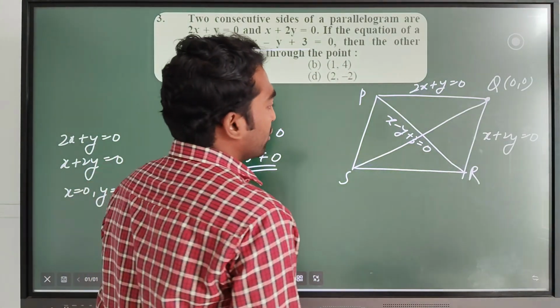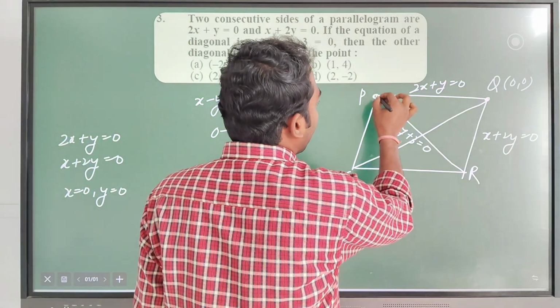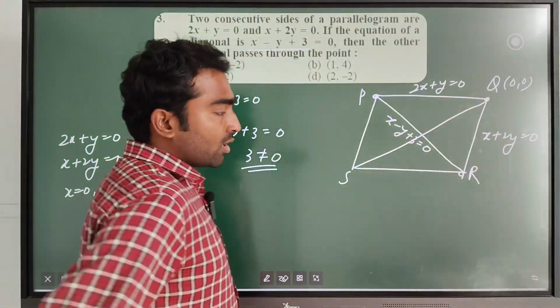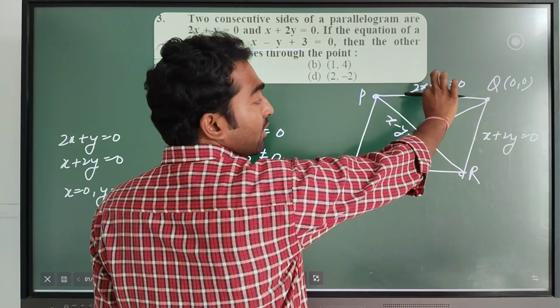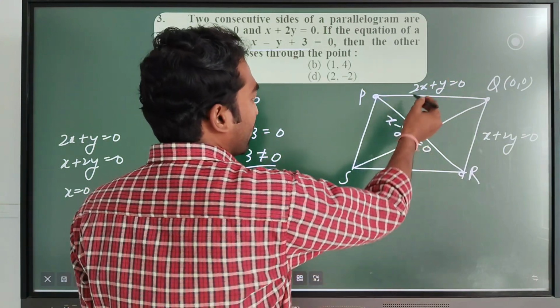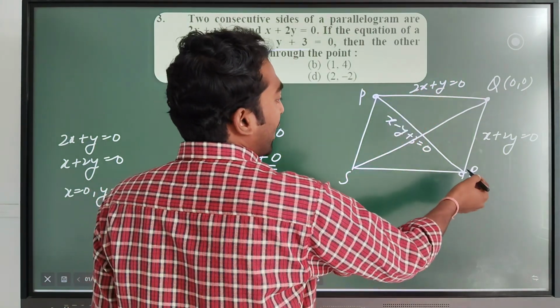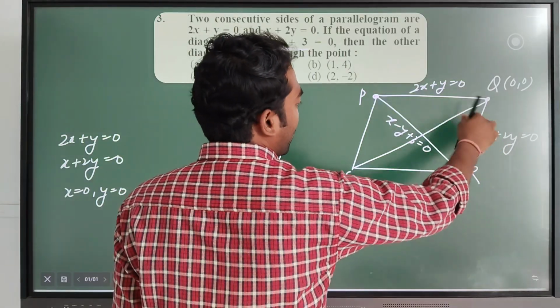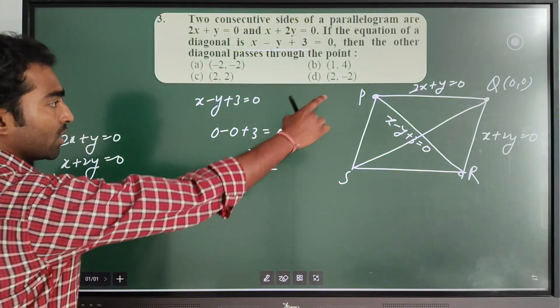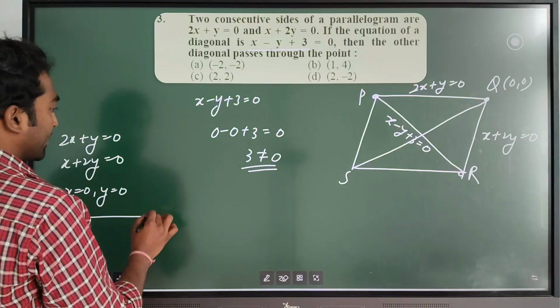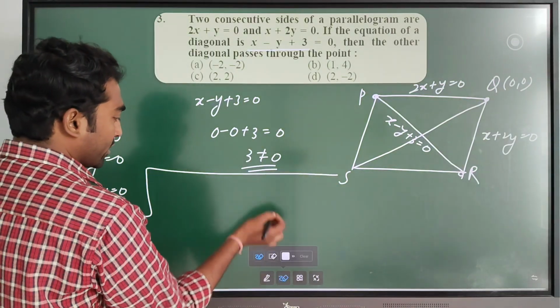Now you can also find the coordinates of P and R, because this particular straight line intersects 2x plus y is equals to 0 at P, so you have to find the intersection of both these lines, and for finding R you have to find the intersection with the other line. So here, the first equation is, you can also erase this.